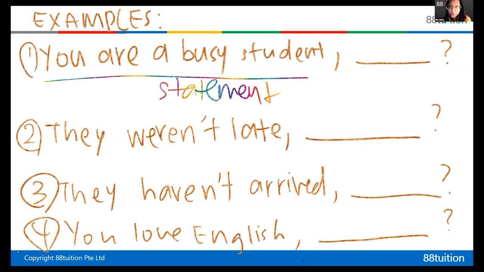What will the question tag be? Can you guess? You are a busy student, but why? Okay, let me tell you, okay? You look for the auxiliary verb first. In this sentence, you are a busy student. Which one is an auxiliary verb? Remember, I told you is, are, was, were, have. All these are auxiliary verbs. So the are is an auxiliary verb, right?